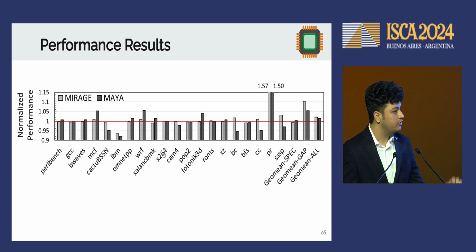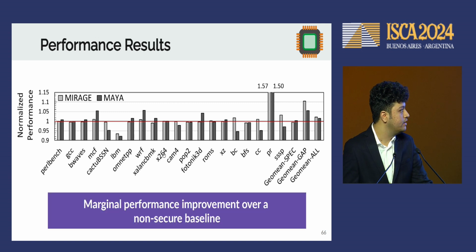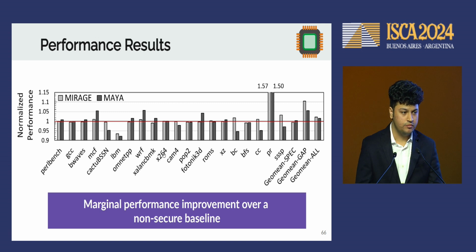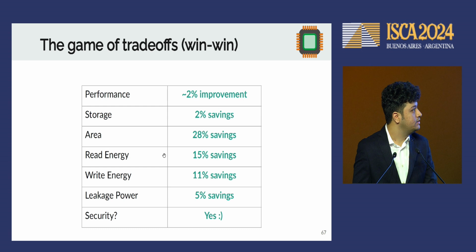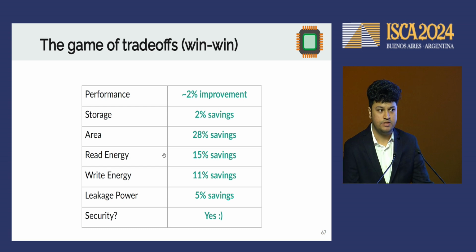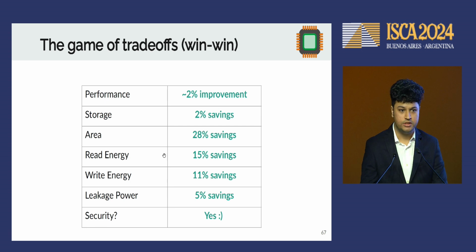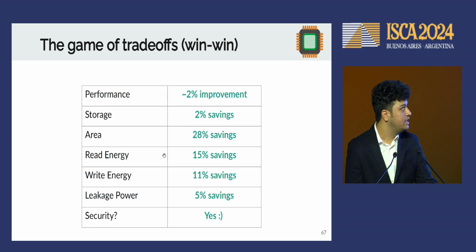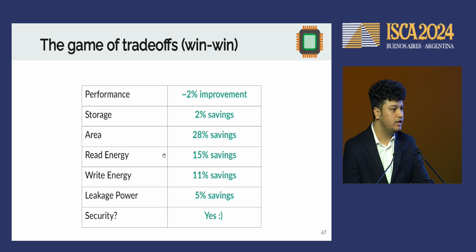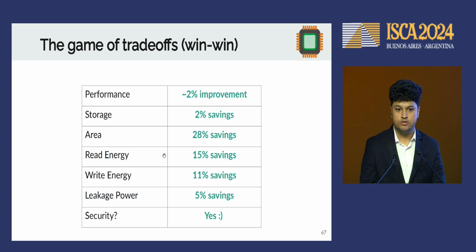These results are for some SPEC 2017 and GAP traces, normalized to a non-secure baseline. Here we can observe that Maya has a marginal performance improvement over a non-secure baseline. This table summarizes the evaluation results for Maya. We can see that Maya has a marginal performance improvement of around 2% over a non-secure baseline, as well as savings in terms of storage, area, energy, and power, all while maintaining complete security against conflict-based attacks.